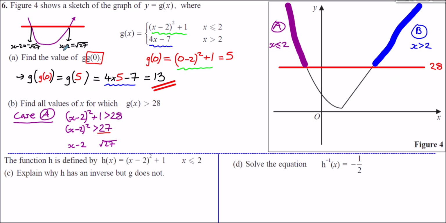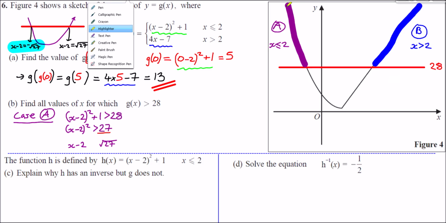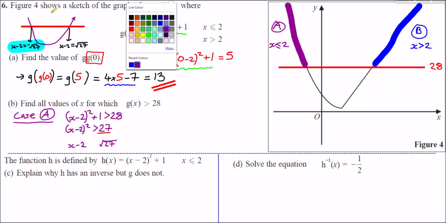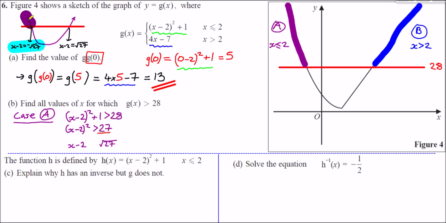Now, because we're looking at the case where x is actually less than 2, we're looking at this lower end one here. So what we want is the result where x minus 2 needs to be less than negative root 27, because we're after a solution on this side of it. We want the solution to be on the purple side, which I'm going to show you here. So just in this diagram here, we want our solution to be up here somewhere.